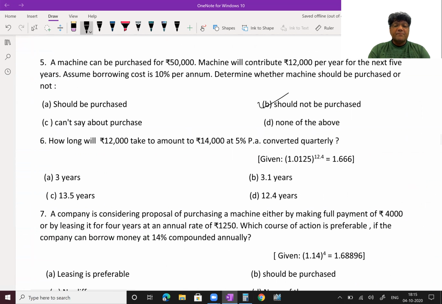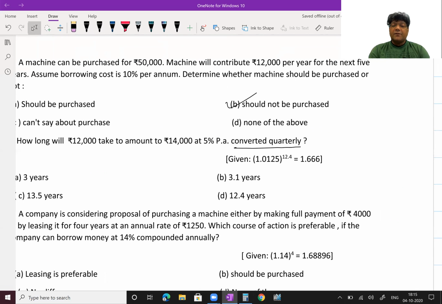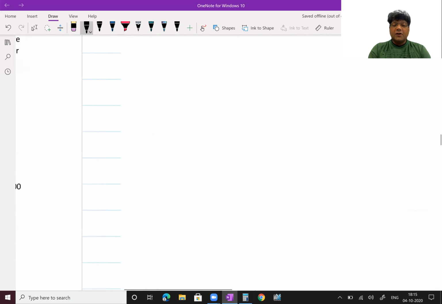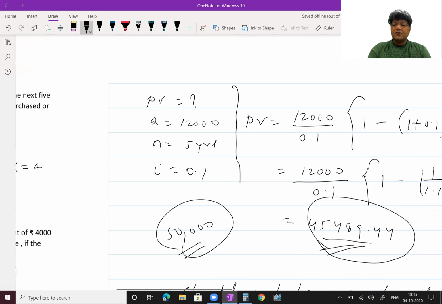Now, question number 6. How long will 12,000 take to amount to 14,000 at 5% per annum converted quarterly? Guys, take care of this word, converted quarterly. So how long will 12,000 take to amount to 14,000? At 5% per annum converted quarterly means K factor is there and its value is 4. Conversion period: quarter, 3 months. So our formula for the amount will be here for this question.